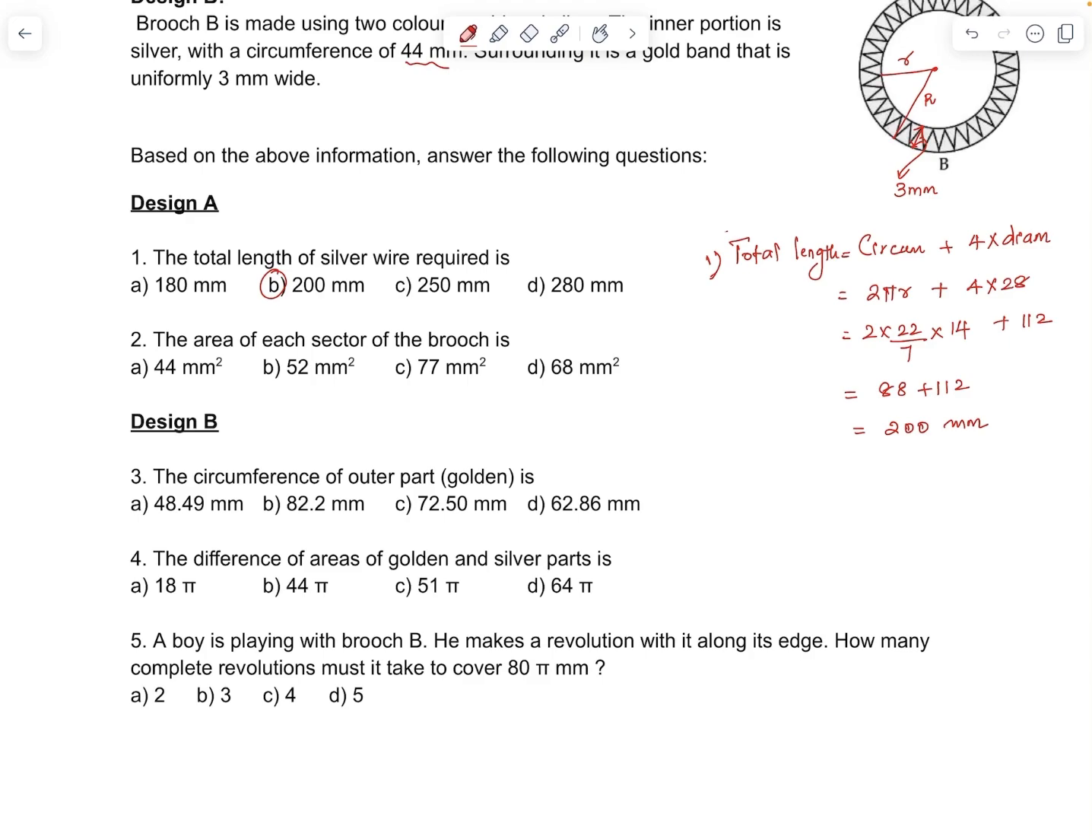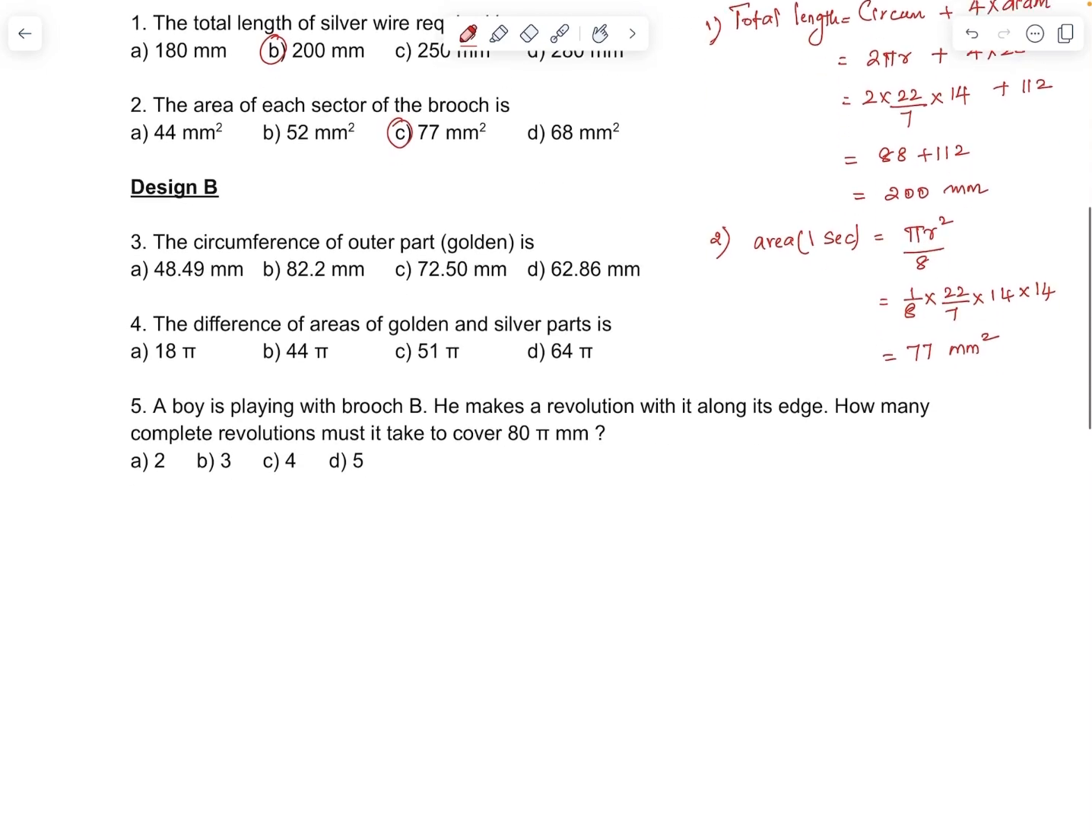Question 2. The area of each sector of the brooch is. To get the area of one sector, we have to divide the entire circle's area by 8 because we have 8 equal sectors in it. Area of one sector is equal to pi r square upon 8, which is 1 by 8 times 22 upon 7 into 14 into 14. On simplifying, we get 77 millimeter square. So the answer is option C.